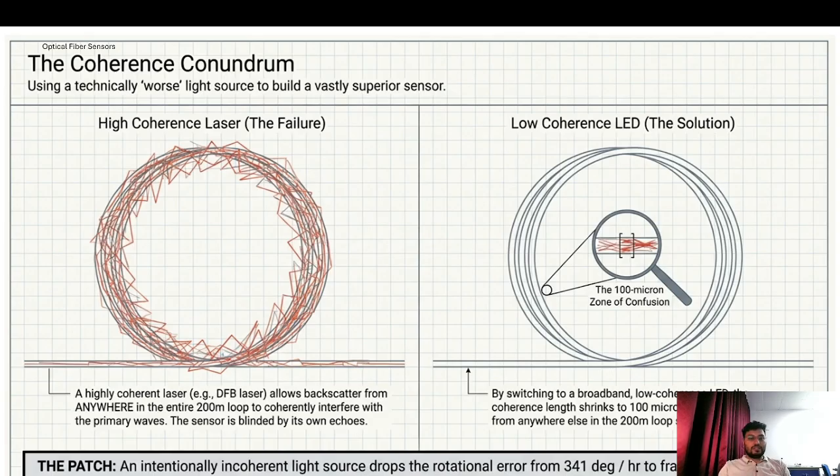To resolve this: the coherence is the problem. A highly coherent laser allows backscatter from anywhere in the entire 200-meter loop to coherently interfere with the primary wave. The sensor is blinded by its own echoes.